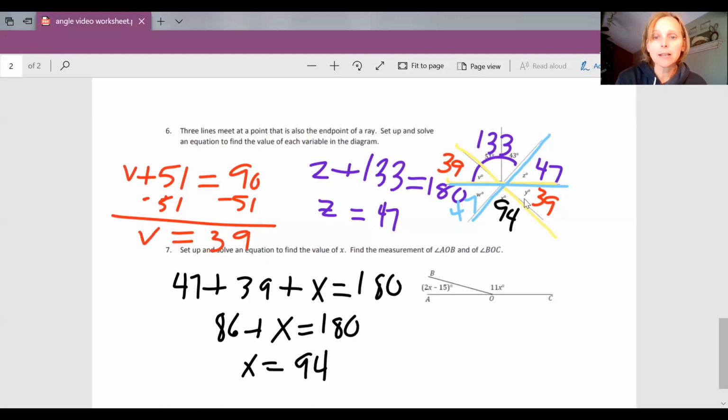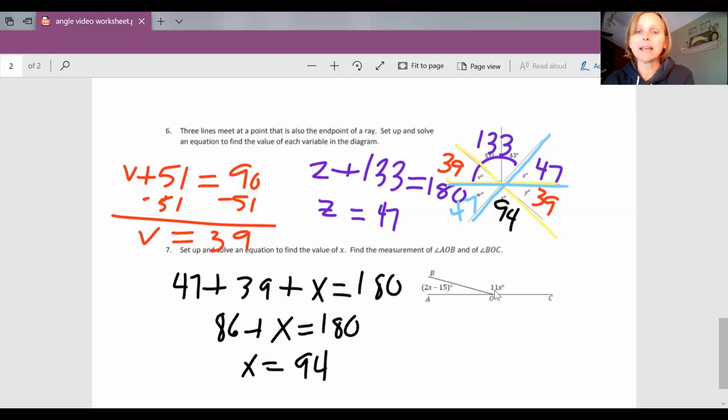So sometimes you're not given a measurement, you're given an expression. So this is kind of integrating algebra and geometry. Now let's focus on the relationship of those two angles. We see here AOB has an angle measure of 2x minus 15, and angle BOC has an angle measure of 11x. But we also see that they make a straight line.